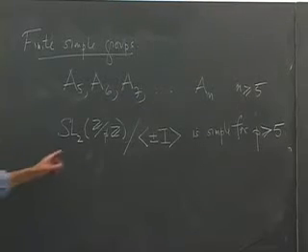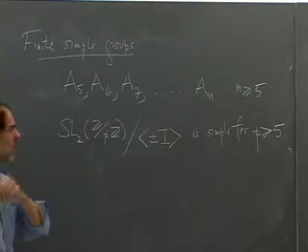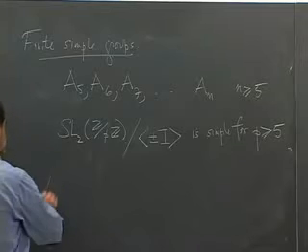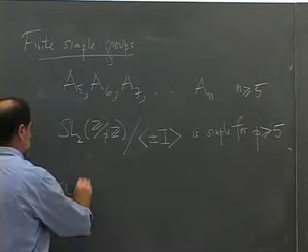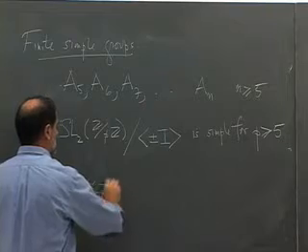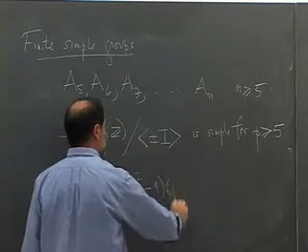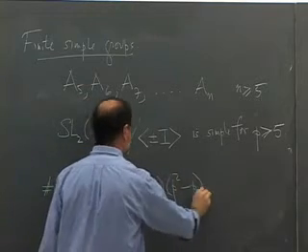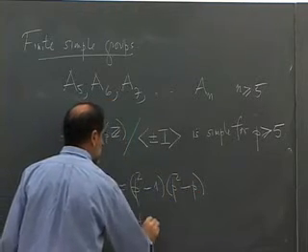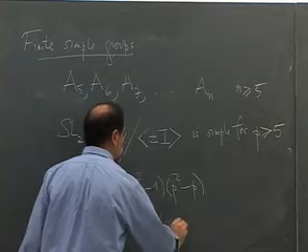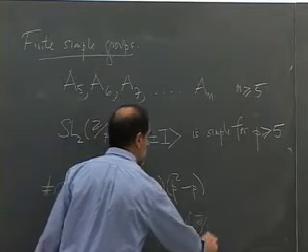There are always a couple of low cases that you have to exclude. So what's the order of this group? Well, we saw that the order of GL2 was the number of bases, which was p squared minus 1 times p squared minus p, bases of (Z mod p) squared.